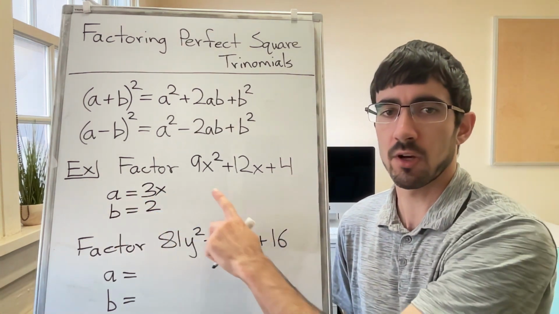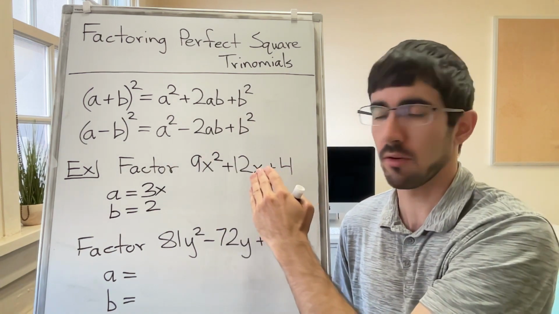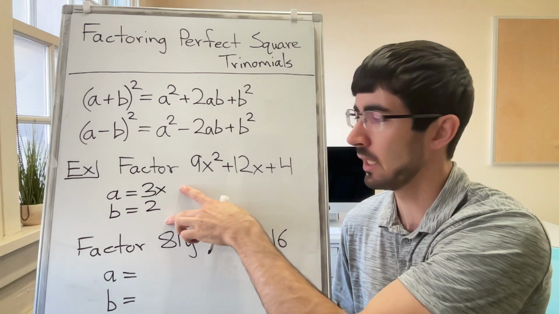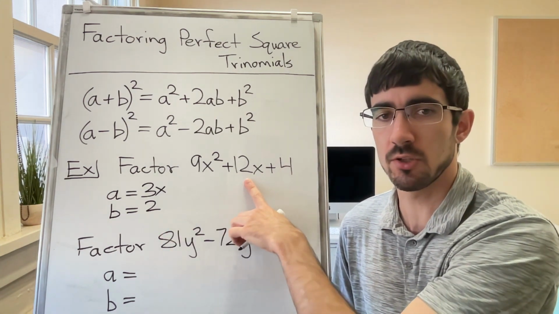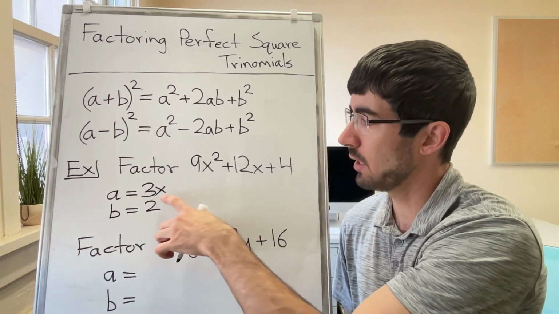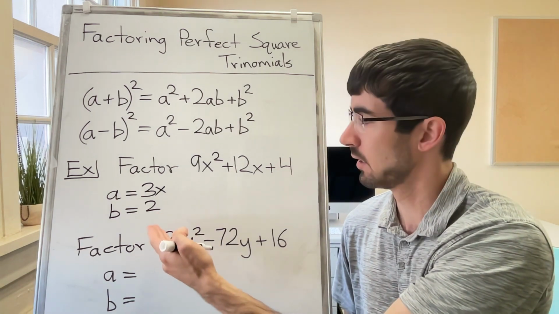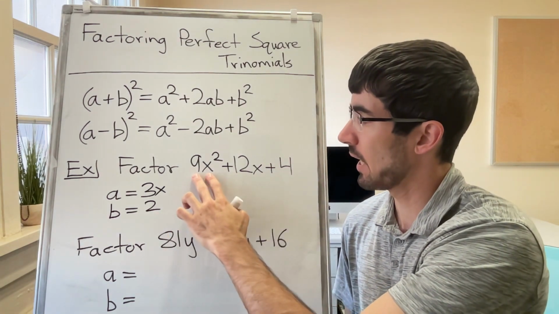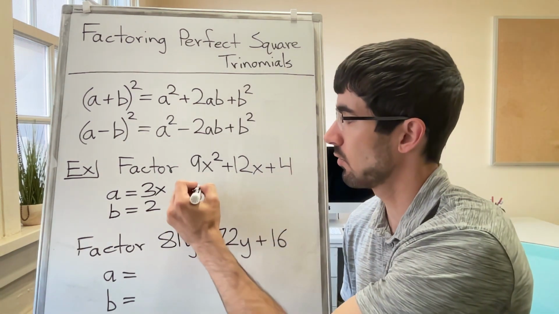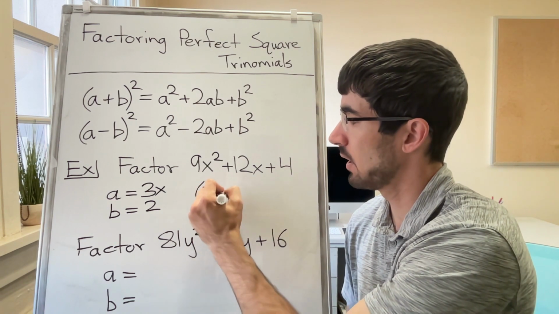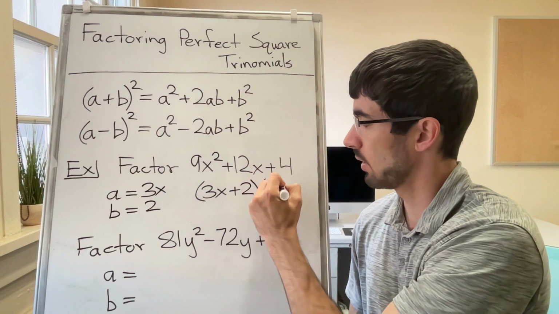So let's see if this trinomial fits one of the forms above that begin with an a squared and end with a b squared. So here's the a and the b. We need to multiply them and make sure the middle term here works out to be 2ab. So 2ab would be 2 times 3x times 2. That's 12x. So this follows the format a squared plus 2ab plus b squared, which means that its factored form is (a plus b) squared. (3x plus 2) times (3x plus 2).